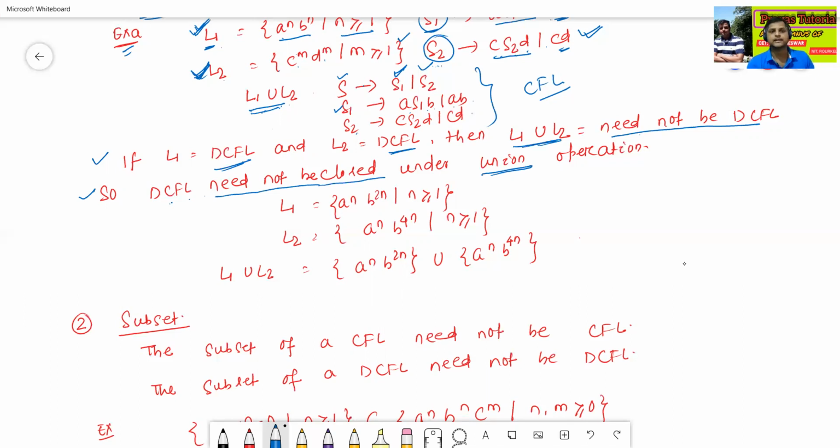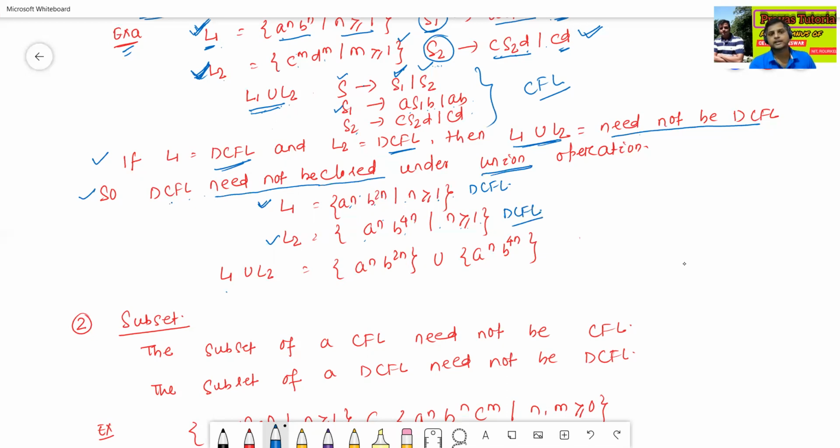Now we'll see an example. Here L1 equals a to the power n, b to the power 2n, such that n is greater or equal to 1. This language is DCFL. Here L2 equals a to the power n, b to the power 4n, such that n is greater or equal to 1. This L2 language is also DCFL.